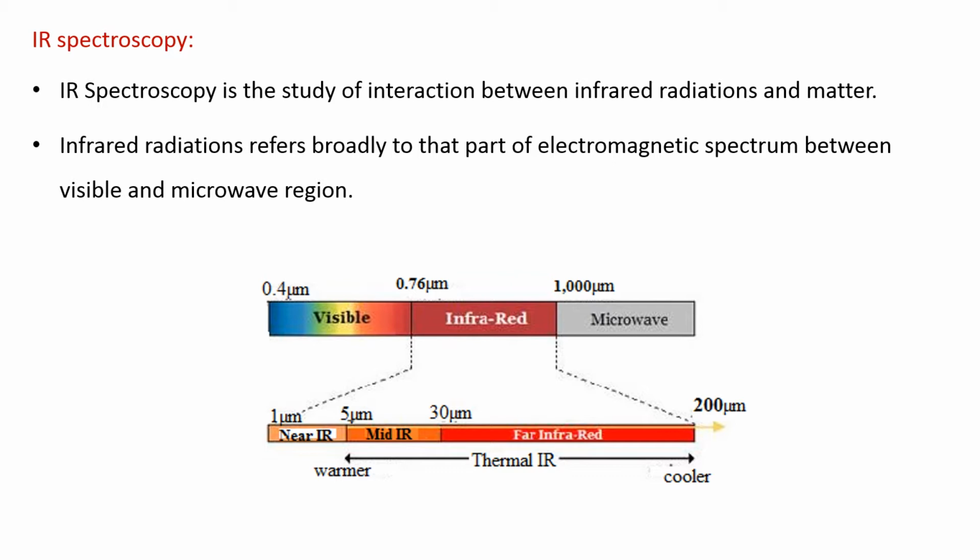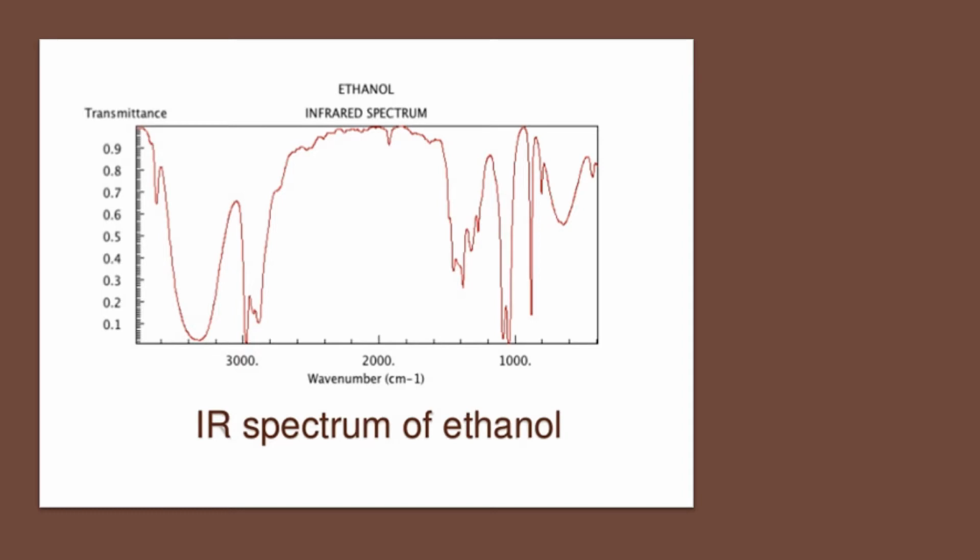So this is infrared region, and again it is divided into three regions: near IR, mid IR and far IR regions. This is how we get a spectrum in IR spectrometer. This is example of ethanol.